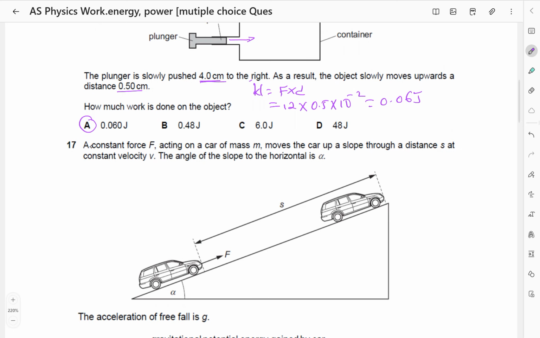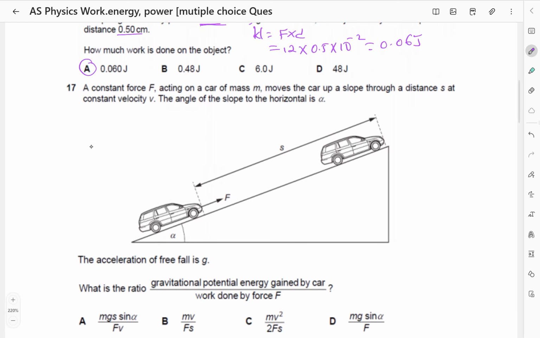A constant force F acting on a car of mass m moves the car up a slope through a distance s at a constant velocity v. The angle of the slope to the horizontal is alpha.